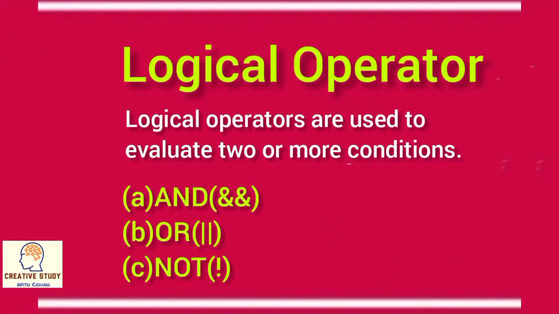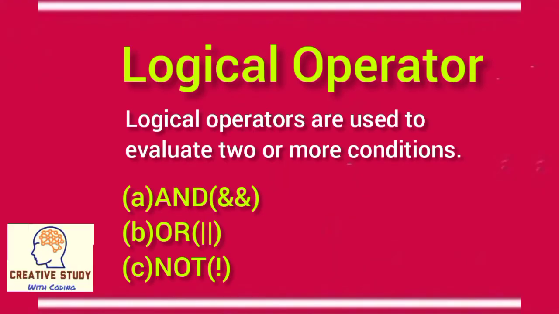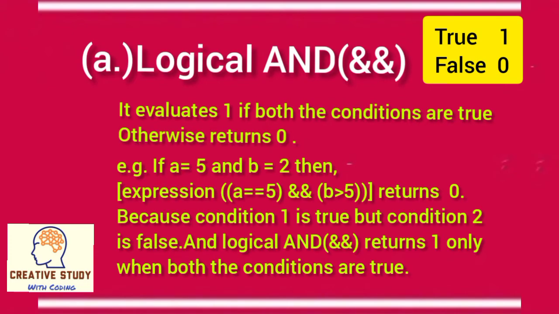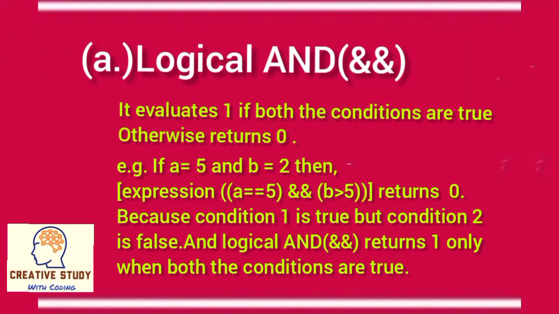Let's see logical operators. Logical operators are used to evaluate two or more conditions. It is of three types: logical AND, logical OR, and logical NOT. Logical AND evaluates to 1 if both the conditions are true, otherwise returns 0. For example, if a equal to 5 and b equal to 2, then the expression a equal to 5 and b is greater than 5 returns 0, because condition 1 is true but condition 2 is false, and logical AND returns 1 only when both the conditions are true.